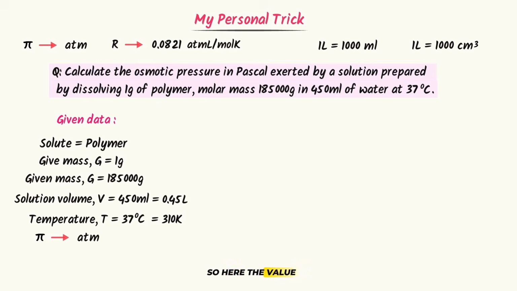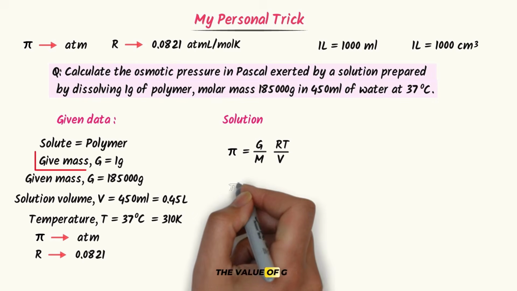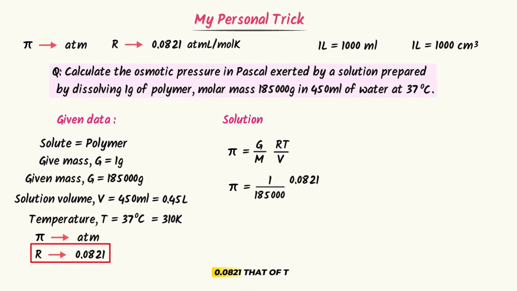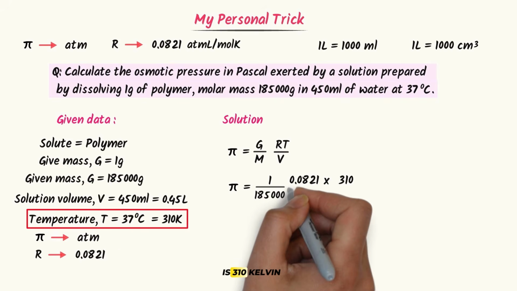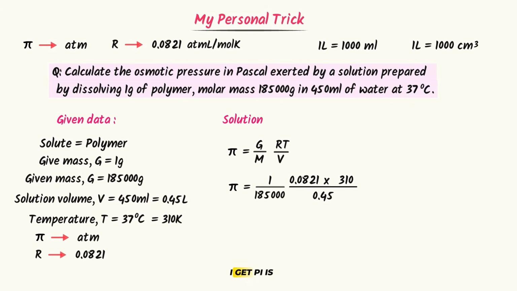So here the value of R is 0.0821. We already know that pi is equal to G upon M R T upon V. The value of G is 1 gram, that of M is 185,000, that of R is 0.0821, that of T is 310 Kelvin, that of V is 0.45. After calculation, I get pi is equal to 0.00305 atmosphere.